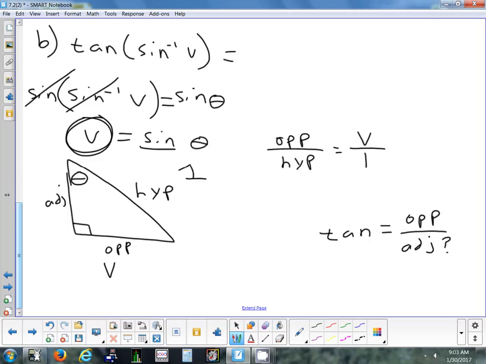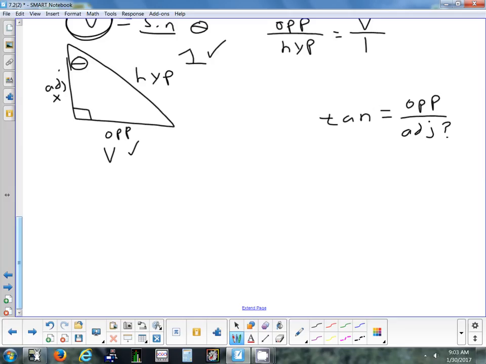How can I figure out the adjacent side? I know two of the sides. Use the Pythagorean Theorem to find the third side, and then we'll be good. For now, we can call the adjacent side x. We'll cross that out, though, because we're going to know it in a second.